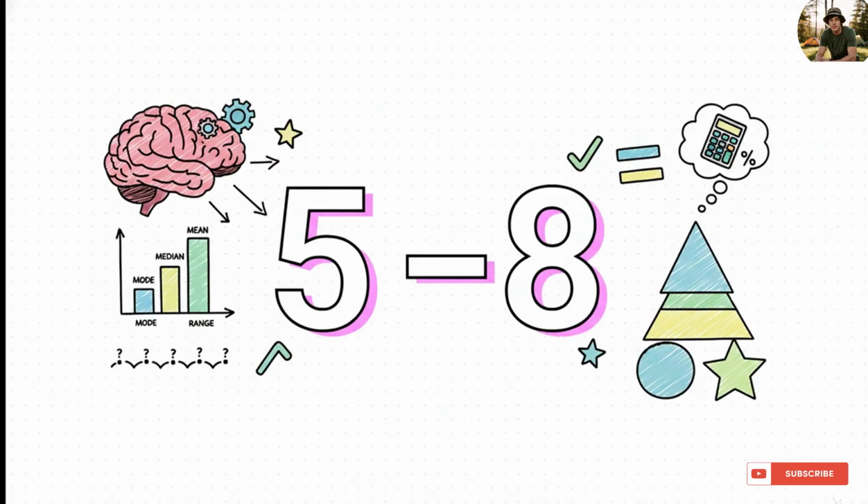So just how big of a difference are we talking about? Well, on every single ACT math section, you can expect to see 5 to 8 questions about mean, median, mode, and range. Mastering these isn't just a little boost, that's a huge chunk of your math score.